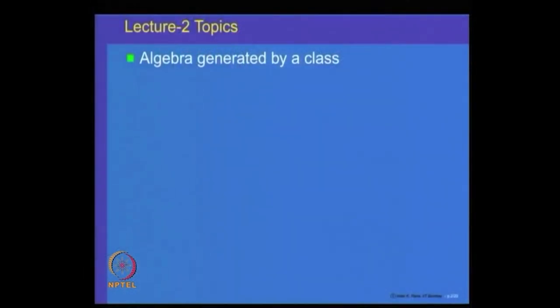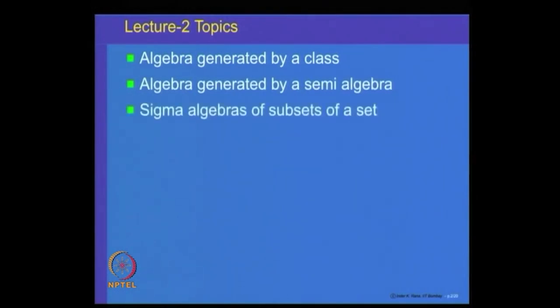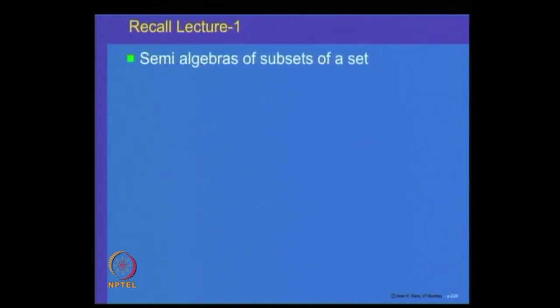Welcome to today's lecture on measure and integration. This is the second lecture, and in this lecture we are going to cover the following topics: algebra generated by a class, then we will look at algebra generated by a semi algebra, we will also look at what is called the sigma algebra of subsets of X and sigma algebra generated by a class of subsets of a set X. Let us just recall what we called the semi algebra of subsets of a set X.